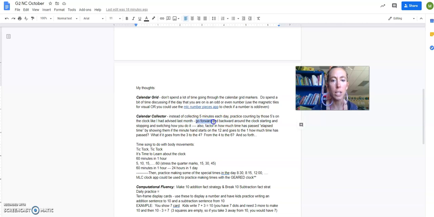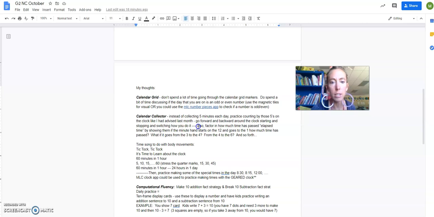And if you haven't already, go forward and backward around the clock, starting and stopping and switching how you do it, having them with their arms up and going 5, 10, 15, 20, 25, 30, 35, 40, 45, 50, 55, 60, which is o'clock because there's 60 minutes in 1 hour, 24 hours in 1 day. And then you could have them going backwards, so counting by fives backwards on the clock. Or you could start at the 3 and say, okay, what are we starting at? Because we're not starting at 5, we're starting at 15, and then go onward.